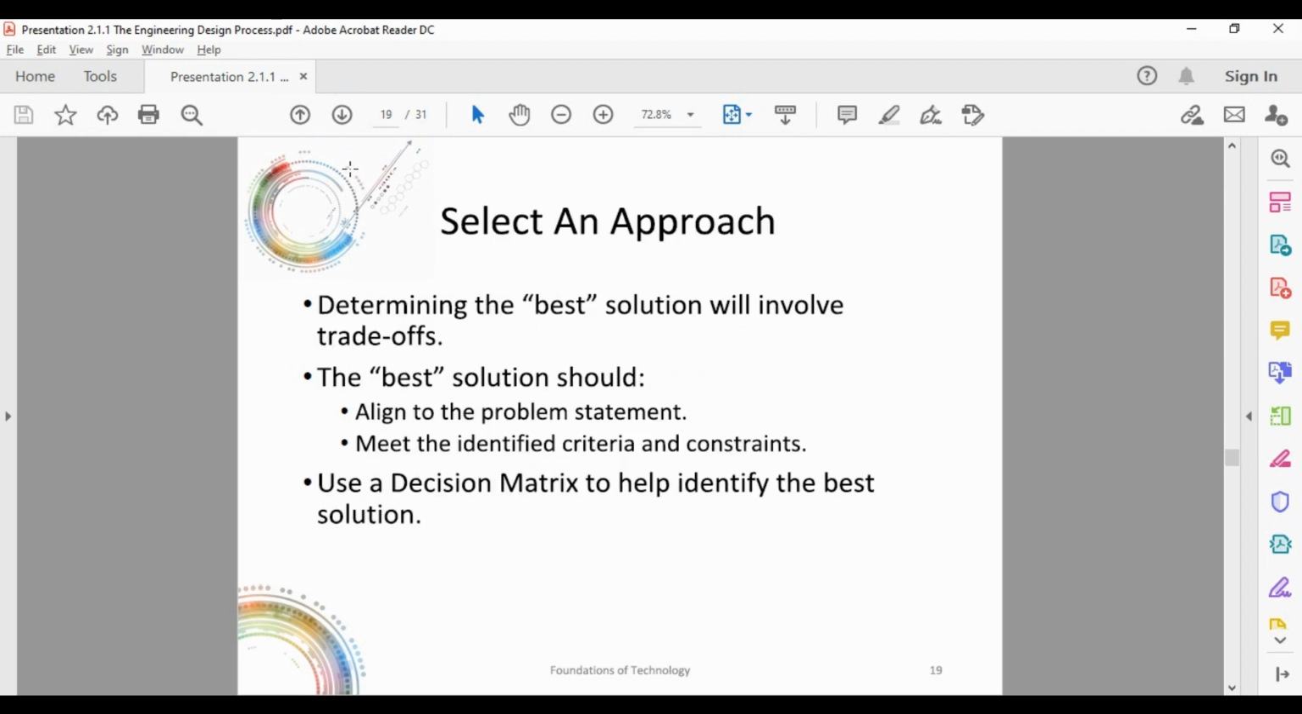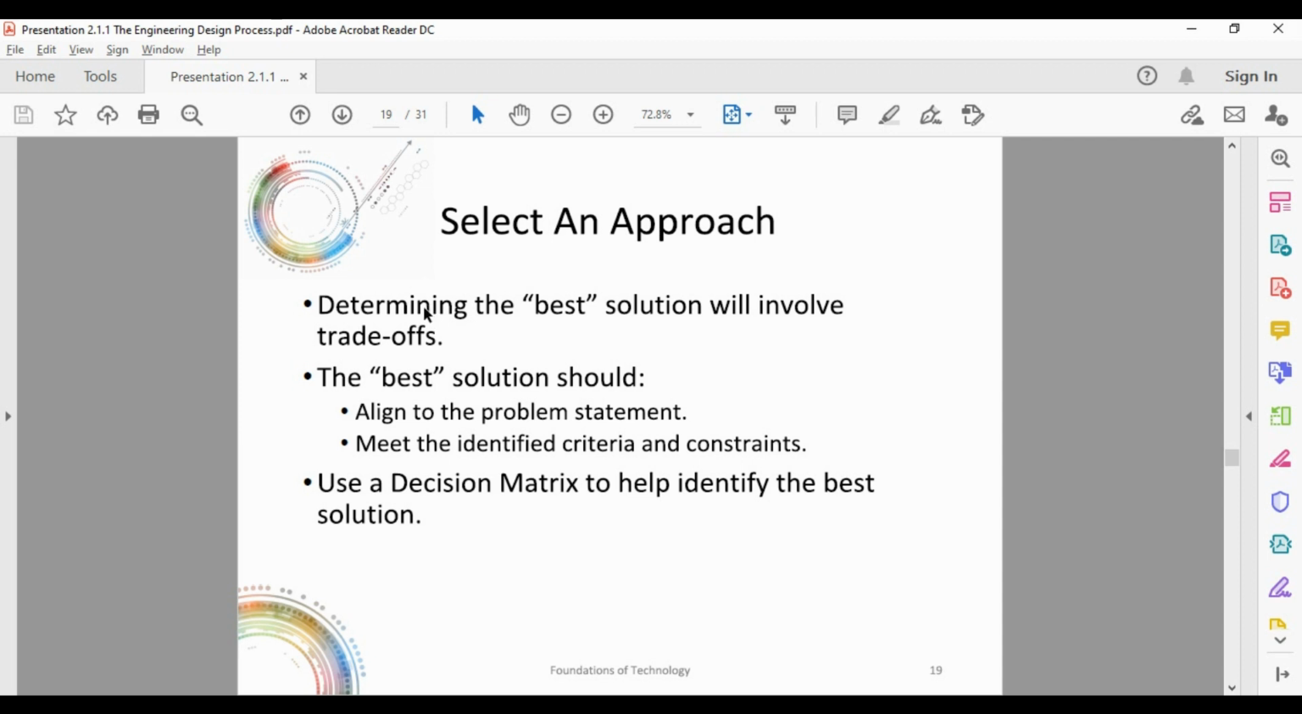Select your approach. Determining the best solution will involve trade-offs. I like that they put the best here in quotations, because it may not actually be the best, but it may be the best that you have come up with. And the key word there is trade-off. It's very rare in engineering that you're going to get a best solution that works for everything and for everybody.